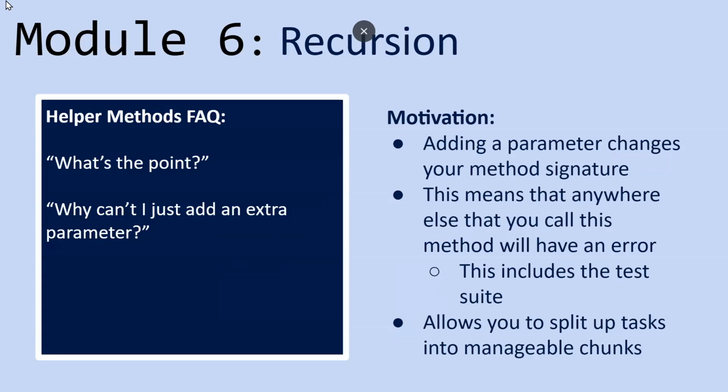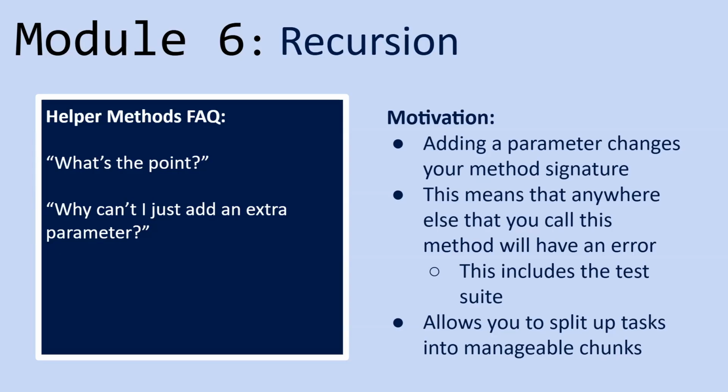Hi, folks. So, for the next part of this recitation, I'll talk about why we would use helper methods. You'll notice in both Studio and Assignment 6, we ask you to use helper methods on certain problems. So, you might be asking, what's the point? Why can't I just add an extra parameter to the recursive method whose header I already have? Well, adding a parameter changes your method signature, right? This means that whenever you call that method somewhere else, it would have an error because you'd have to add in that parameter each time you call that method.